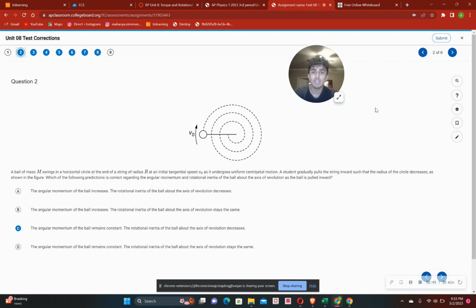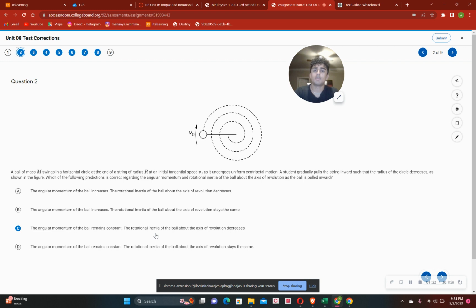The reason why I picked C was that, as you can see, the moment of inertia decreases. We learned in class, with the diagram of someone standing on the spinner, that as you tuck yourself in, right, as you have less radius, then the lower rotational inertia you're gonna have, which is why this is the answer.